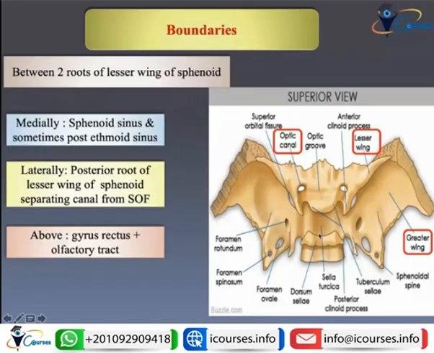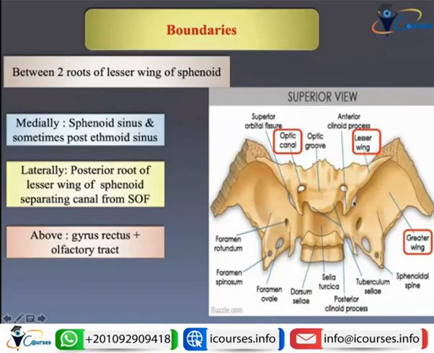Medial to it will be the sphenoidal sinus posteriorly, and sometimes the posterior ethmoidal sinus more anteriorly. Lateral to the optic canal will be the posterior root of the lesser wing of sphenoid, as you can see here. So this is the optic foramen, and this is the posterior root of the lesser wing of sphenoid, which carries an important anatomical landmark: it will separate the optic canal from the superior orbital fissure.